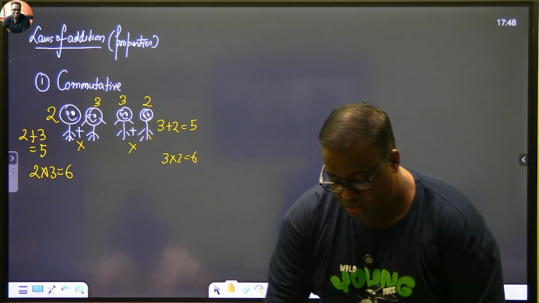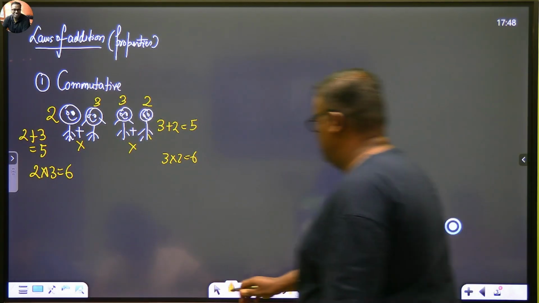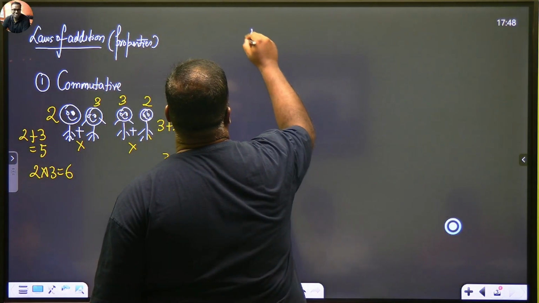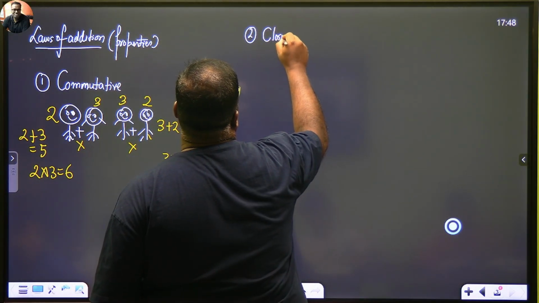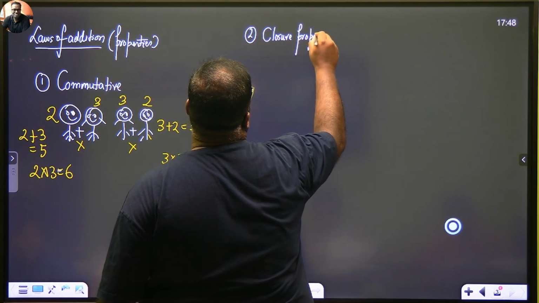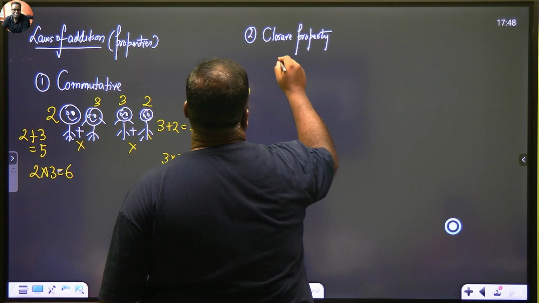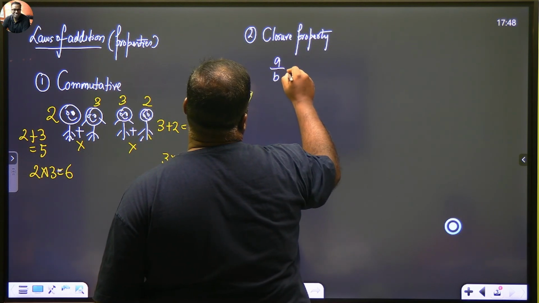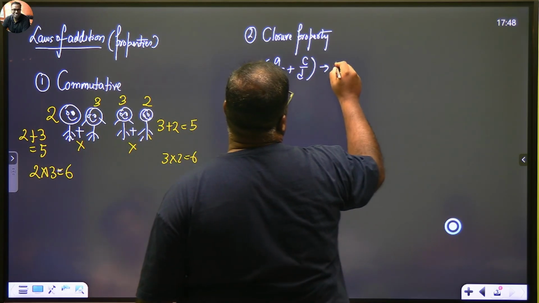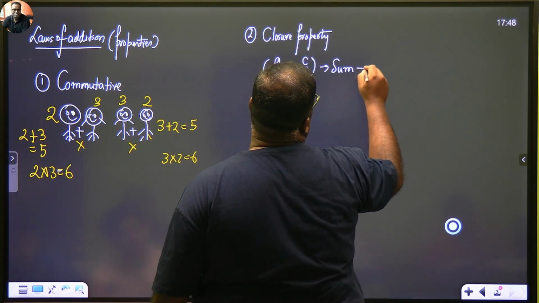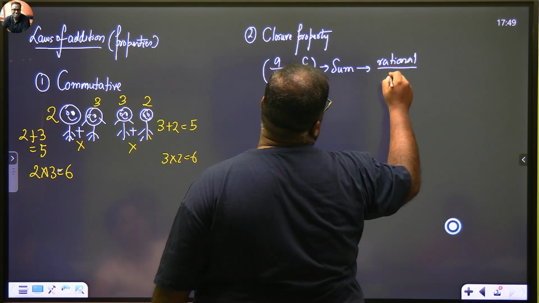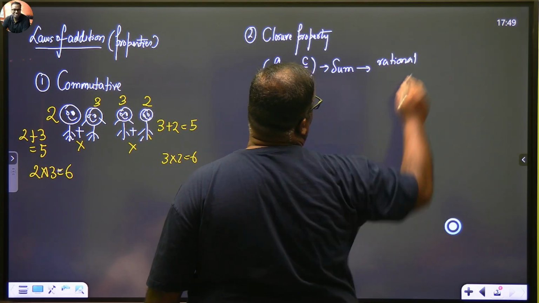Then closure property. Closure property is simple. If you have a rational number a plus b and you are adding it with a rational number c plus d, then the sum will also be a rational number. The sum will also be a rational number.